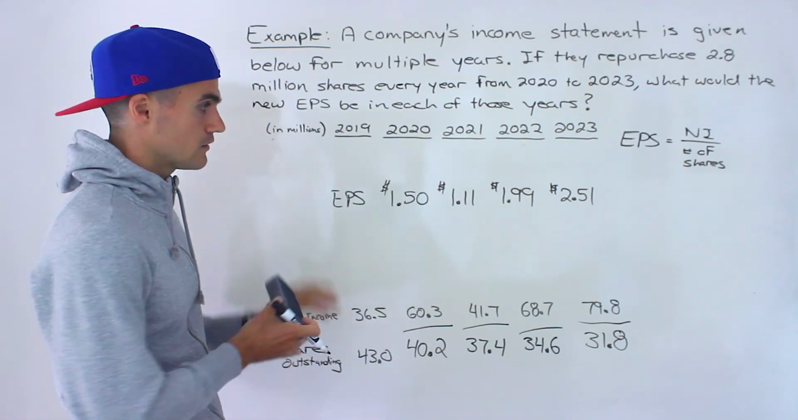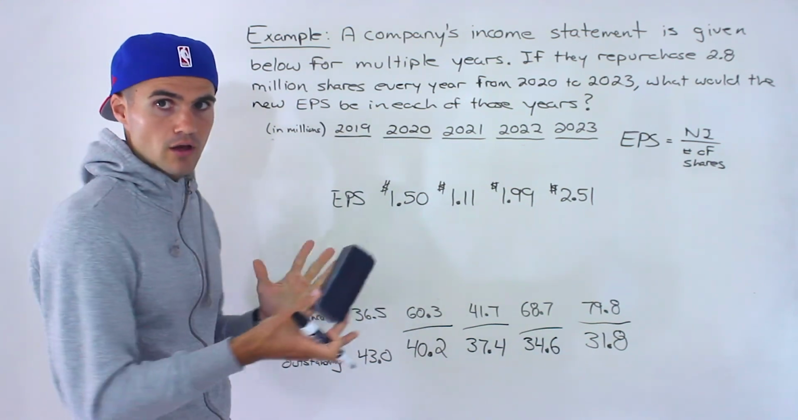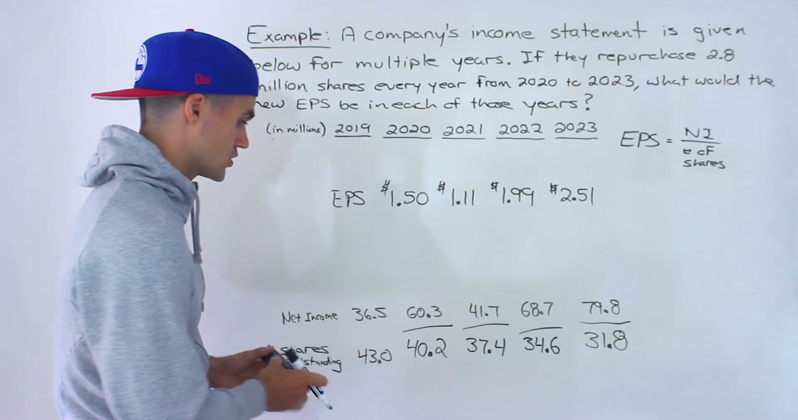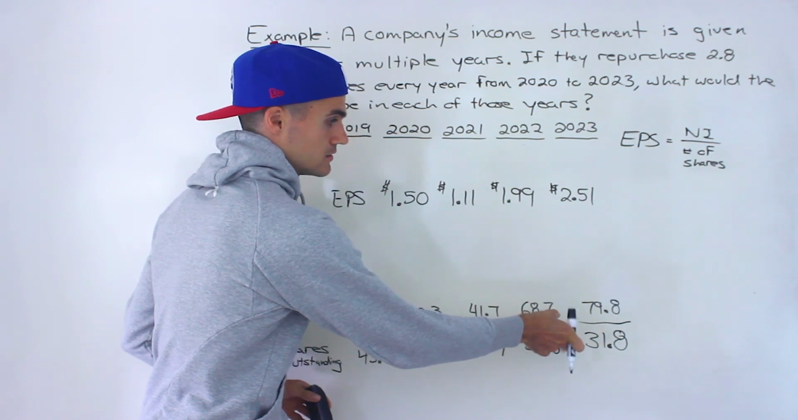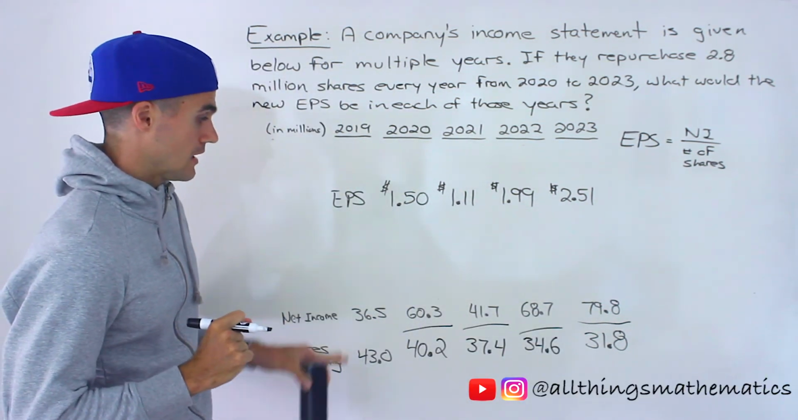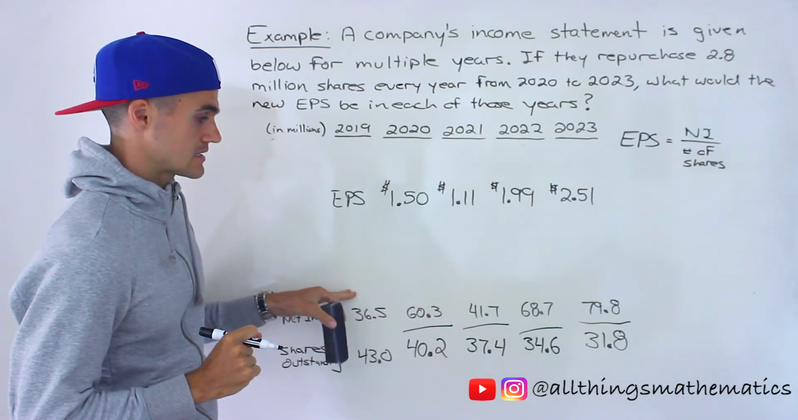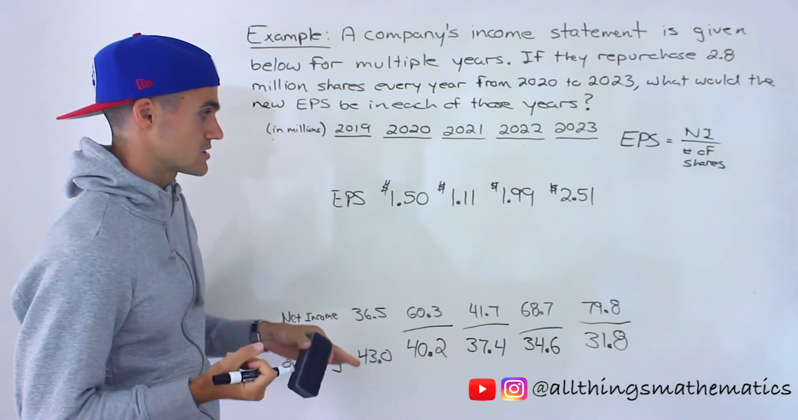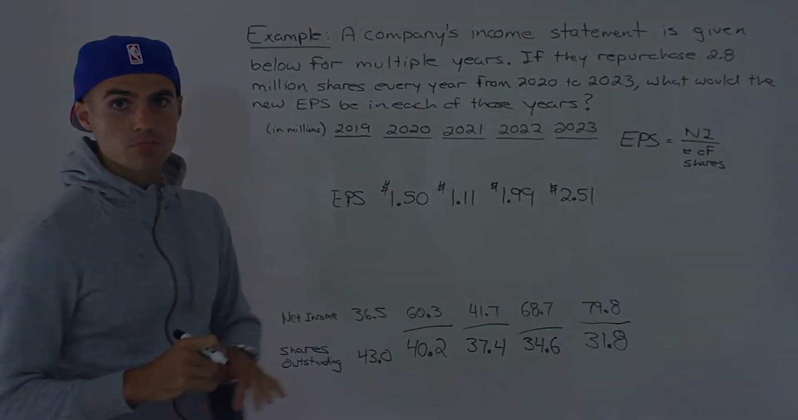All right, so really for this question, even though we were given a lot of information, all we had to adjust was the shares outstanding, decreasing them by the repurchase every year. The net income stays the same, and so we would just divide those values to get the earnings per share.